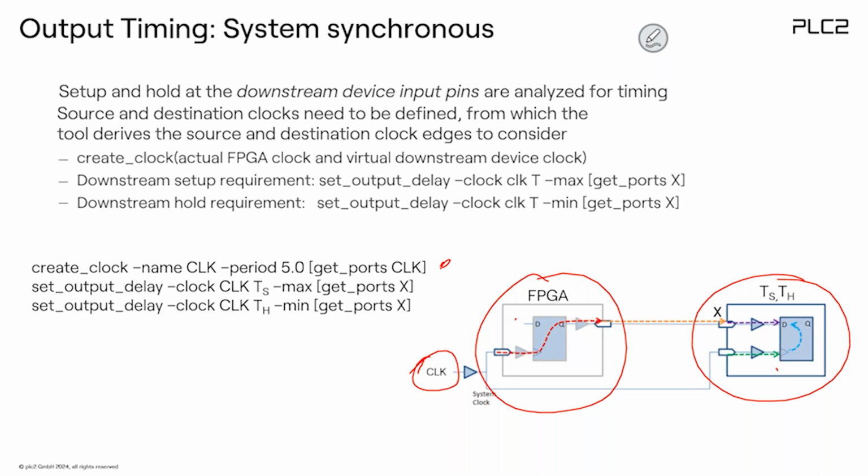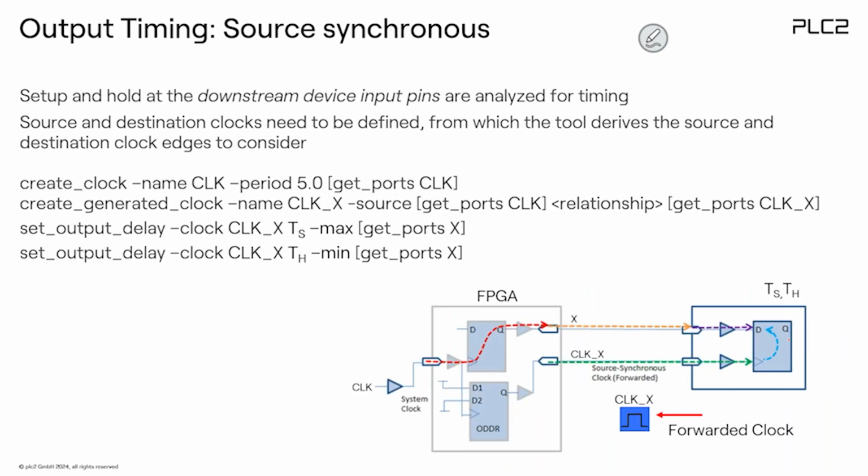And then now we define the setup and hold requirements. So max is the setup time and min is the hold time. We define these two values in reference to this clock. Again, go to the vendor data sheet. You will find exactly the values setup and hold. And you put this right here. Okay. So, and for the source synchronous, you do actually the same, but it's a small difference. Okay. But we talked already about this.